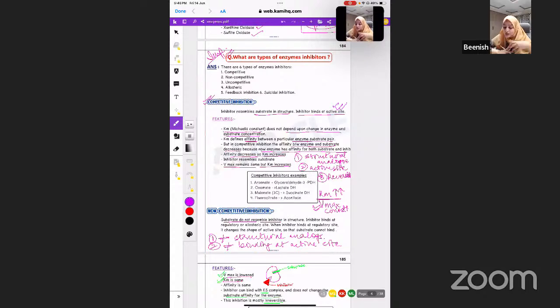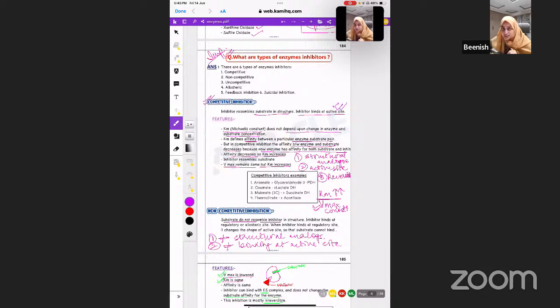Your Vmax is going to remain same and Km is going to increase. Why is Km increasing? Because now you have the inhibitor and the enzyme will have some affinity for the inhibitor as well. So the affinity between the substrate and the enzyme is going to decrease. And when the affinity decreases, what happens? Your Km increases. Therefore, your Km is increasing in competitive inhibitors and your Vmax is going to remain same.